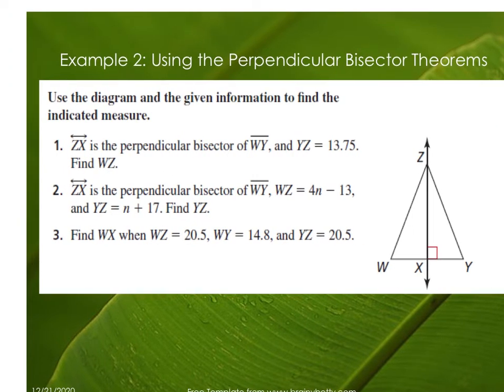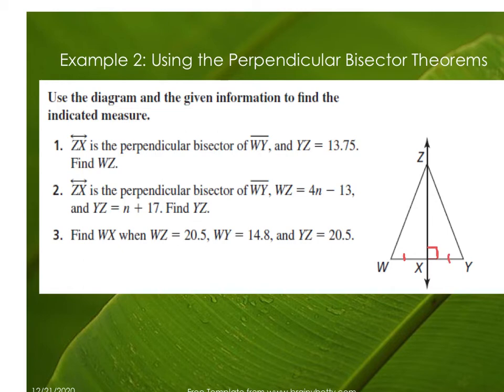Okay, so again, it's asking us to use the perpendicular bisector theorems. For the first two, I'm going to use the perpendicular bisector theorem. For number 3, I'm going to use the converse. So I'm going to go ahead and label what's given to me. It told me that ZX is the perpendicular bisector of WY. Notice it's got the little right angle. So that tells me that these are also equal because WY has been bisected.